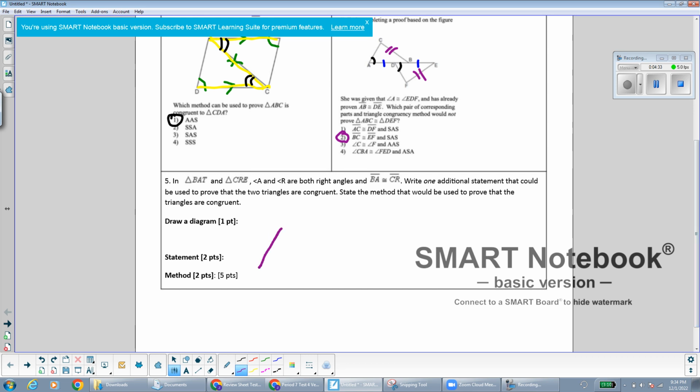We have triangle BAT and triangle CRE. We're told that angle A and angle R are both right angles. I did not draw my diagram nicely. And BA is congruent to CR. And we just need to make up one extra piece of information that would make the triangles congruent. I'm just going to make the hypotenuse congruent. So I'm just going to say that BT is congruent to CE.